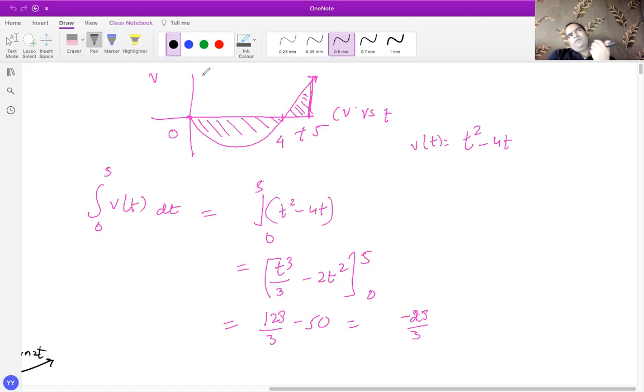But if this would have been the distance, if somebody says, okay, this is the distance, it would be absolutely incorrect. Number one, distance can't be negative. Even if you have moved the slightest bit, your distance can't be negative. Distance can't be negative, but displacement can be. Now, what does this displacement mean? It means the body is standing 25 by 3 units to the left of the origin after 5 seconds. That's what I can tell you.